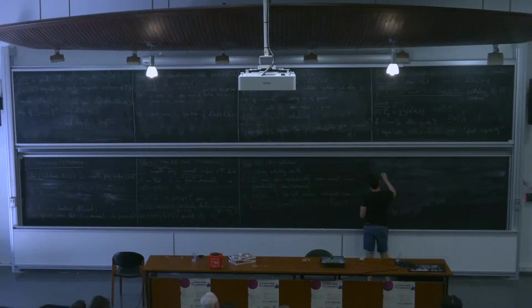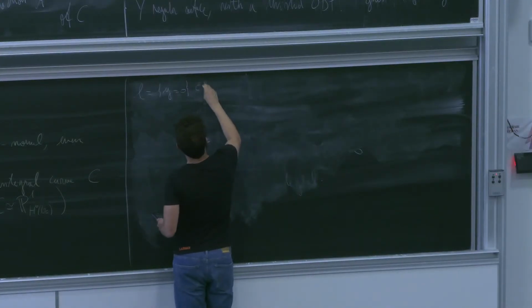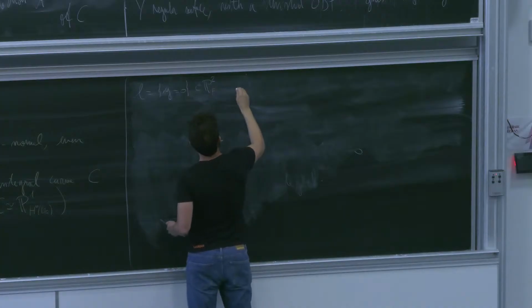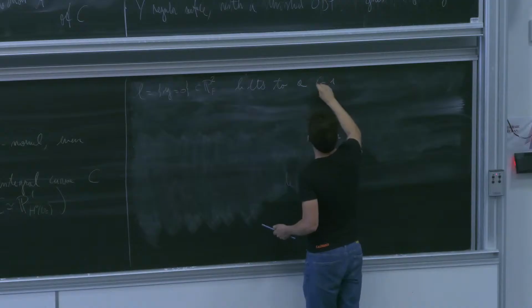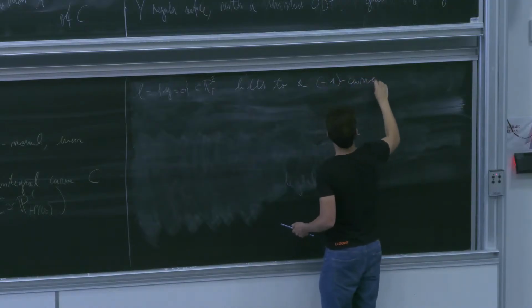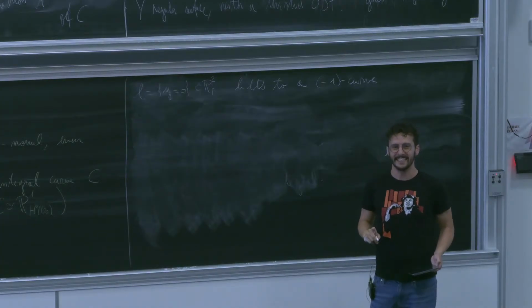Now, just a remark: if you take L, the line y equals 0, inside P2, it lifts to a minus 1 curve. This is really a minus 1 curve, okay?